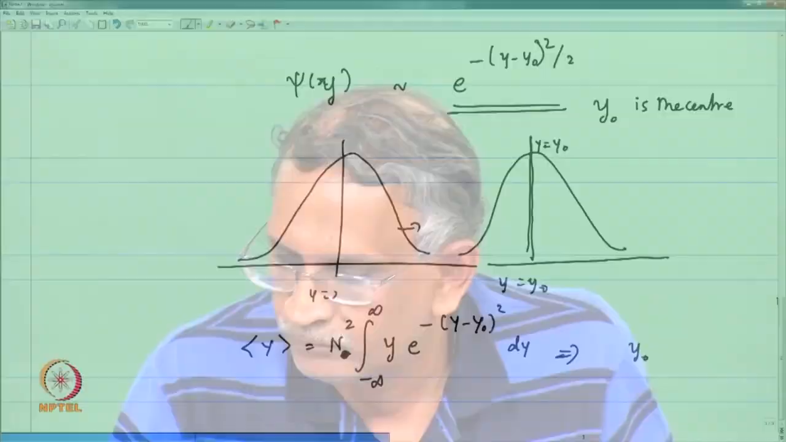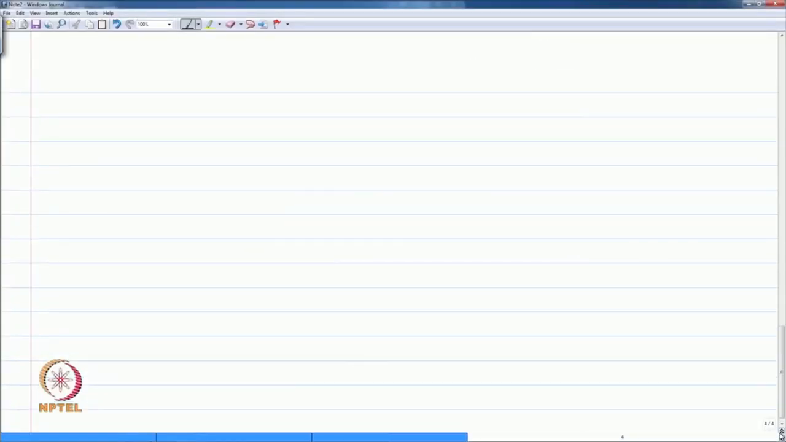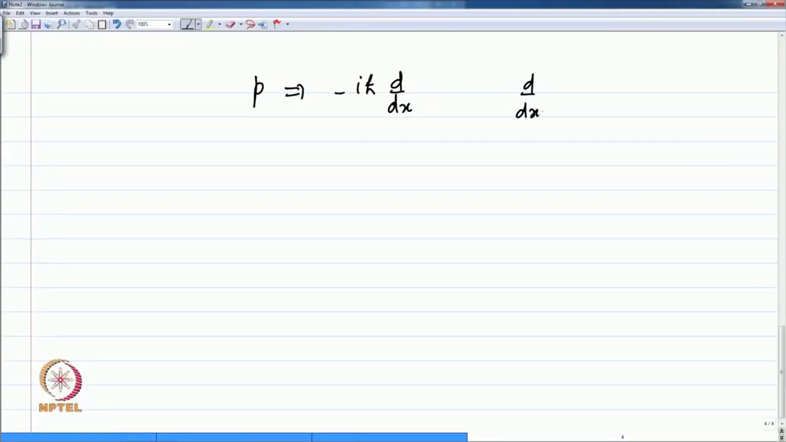What about the momentum? Please remember the momentum operator is minus i h bar d by dx. It should be obvious that the derivative operator has an odd character, because it changes an even function, d by dx of an even function, will immediately become an odd function. Or d by dx of an odd function will become an even function.